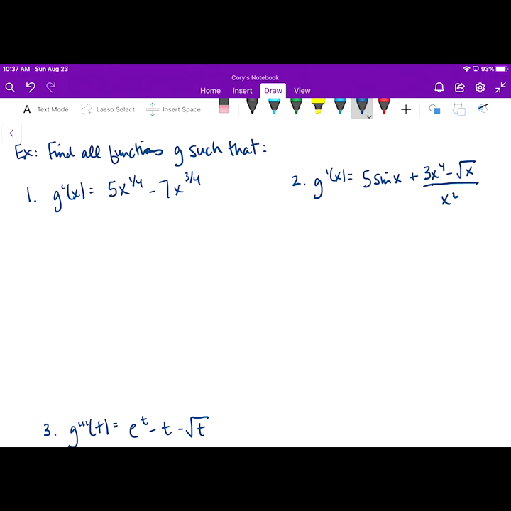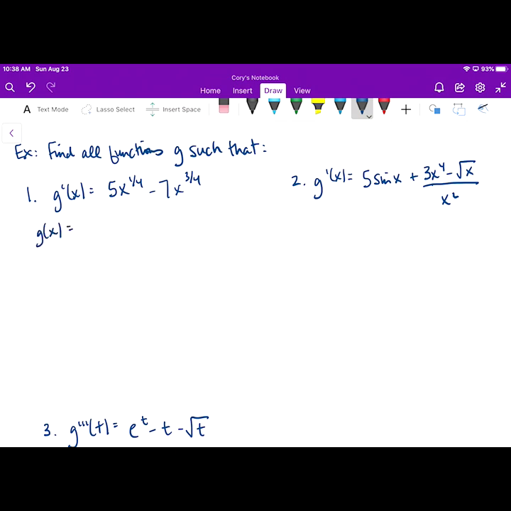The first thing I have to do is look at g prime and determine if I can take the antiderivative of g prime the way that it's written right now, or if I have to do some algebraic manipulation to my function in order to put it into a form where we can take the antiderivative. When we look at g prime in number 1, we see that we can take the antiderivative of this function the way that it's written. So let's go ahead and find the antiderivative.